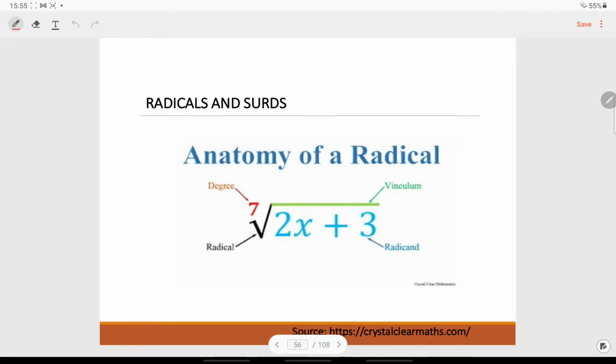Now we introduce the anatomy of the radical. Actually this is the anatomy of the radical. This sign is called a radical. This sign is called the vinculum, and this represents the degree of the radical. In this case, we have the seventh root of the given expression, and the expression inside the radical is called the radicand.